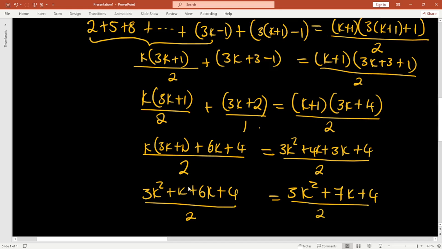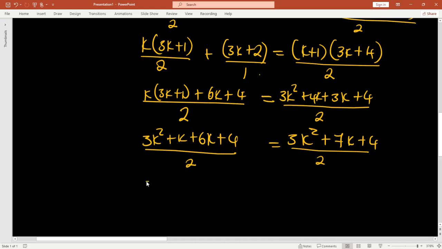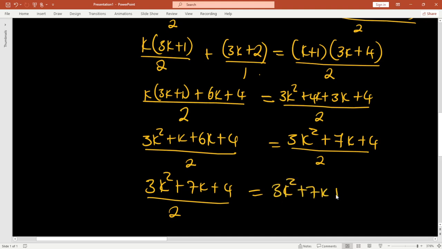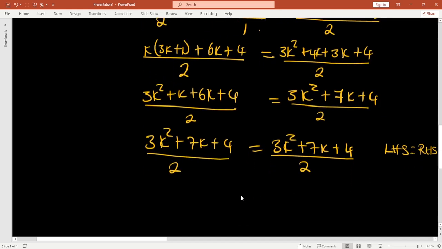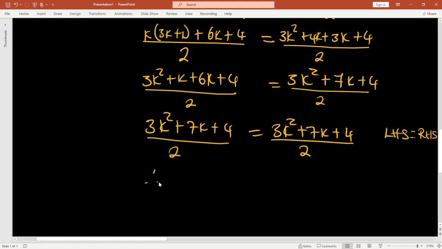Let's also try to simplify what we have on the left hand side. So we have (3k squared + 7k + 4)/2 is equal to (3k squared + 7k + 4)/2 like this here. So there we have it. We have that the left hand side is equal to the right hand side here. So now, if the left hand side is equal to the right hand side, then the statement that we have is true for n = k + 1.